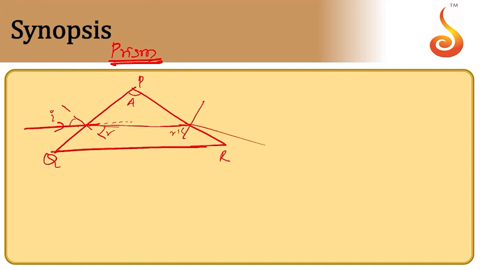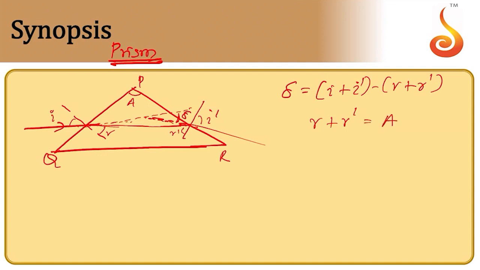This is R dash and this is I dash, and it tries to get out like this, and this is the final emergent ray's direction, and this is the deviation delta. The deviation delta is given by I plus I dash minus R plus R dash. And also remember, R plus R dash is equal to A.